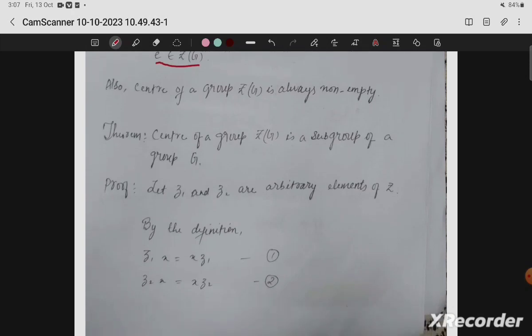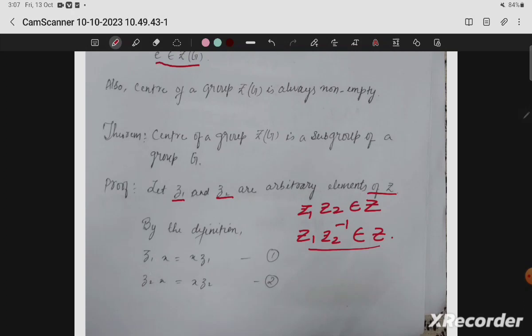The condition for a subgroup is that if z1, z2 belongs to the center, then z1 z2 inverse belongs to the center. If these two conditions are satisfied, then we can say that the center of a group is a subgroup of a group. So let us take z1, z2 as arbitrary elements of Z.